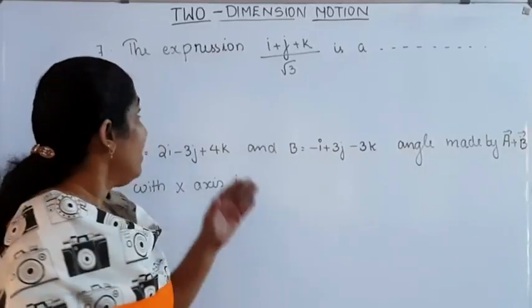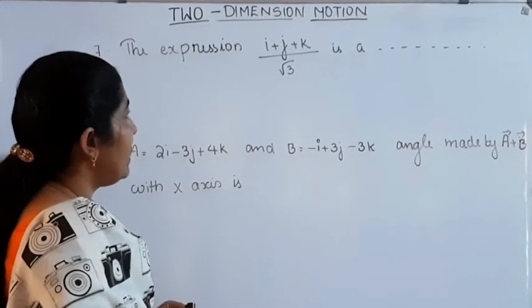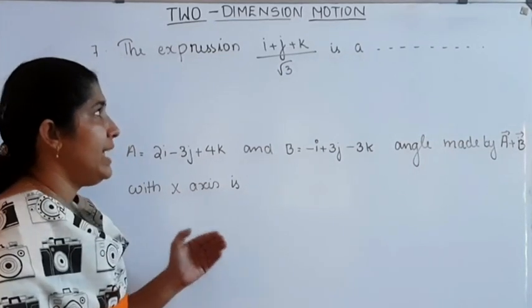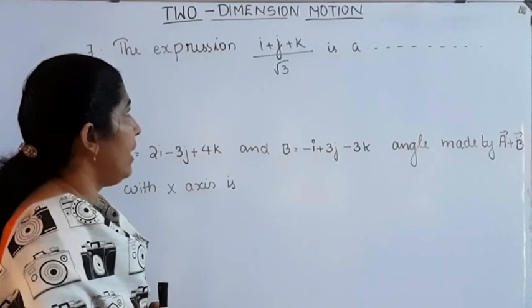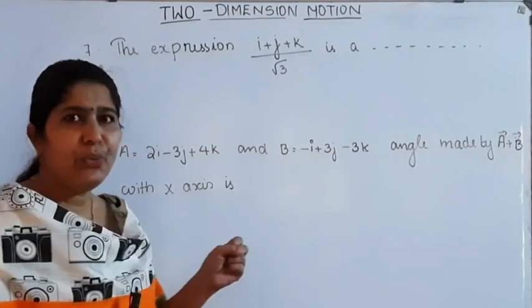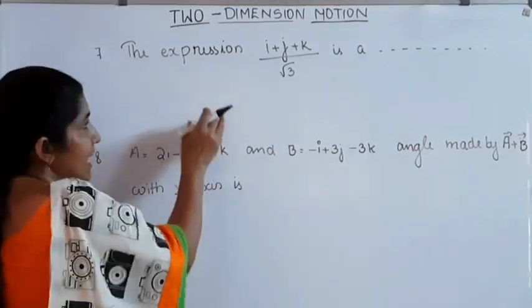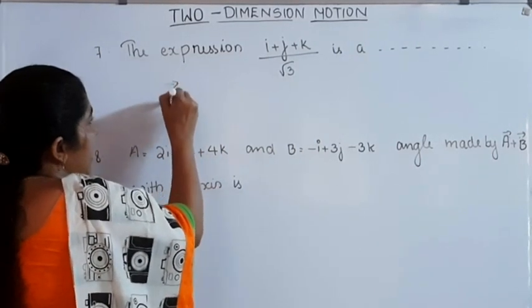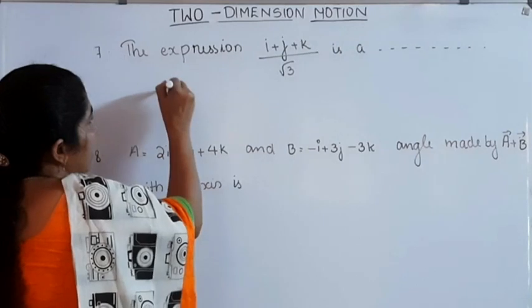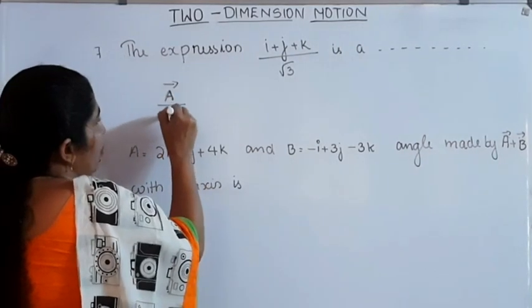Our next question: the expression i plus j plus k divided by root 3 is a... We want to find out which type of expression this is. It's a unit vector, because the expression for the unit vector is vector A divided by modulus of A.